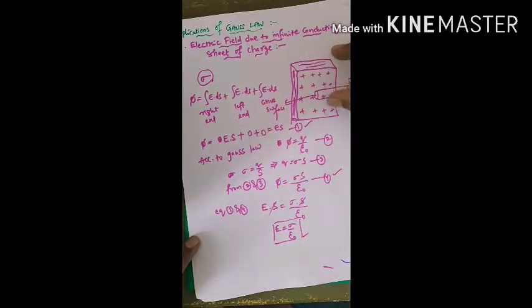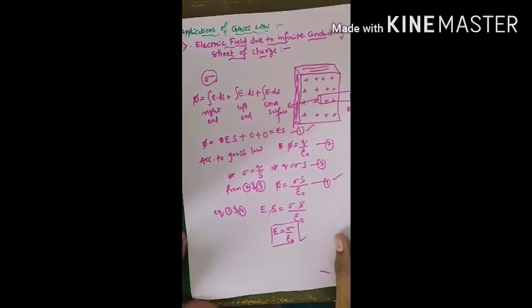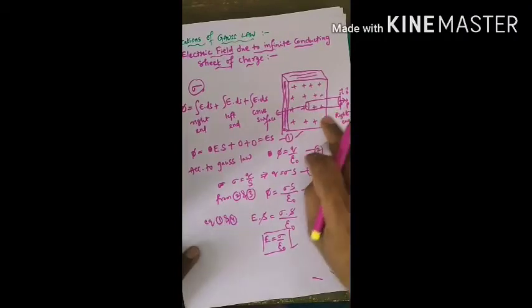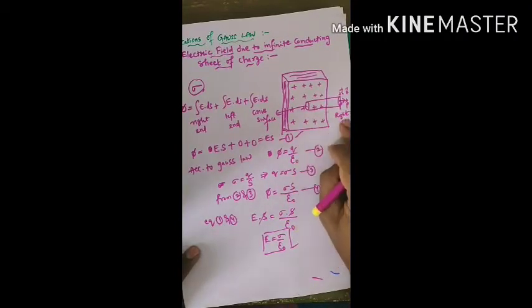So first we have to consider a sheet of charge. This is an infinite conducting sheet of charge, and here the electric field will be uniformly distributed. In order to determine the electric field, we have to consider a point which is outside the sheet of charge. So consider a point, here the point is P. Consider a point P which is outside the sheet of charge.